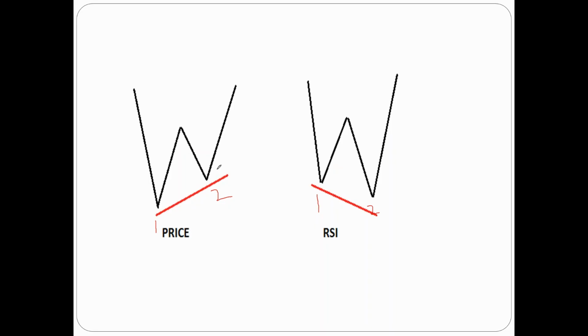Now, at this point, the price is higher, but RSI has made a lower low, and price has made a higher low. So, suppose at this point, the price will be higher when RSI is making a lower low. Am I making myself clear? This is quite important.